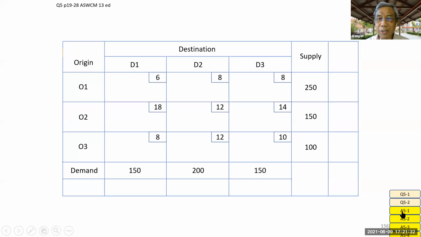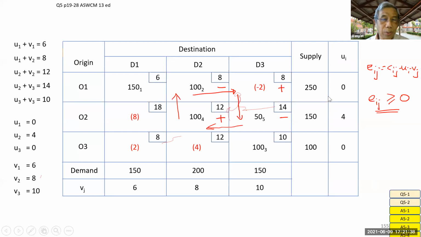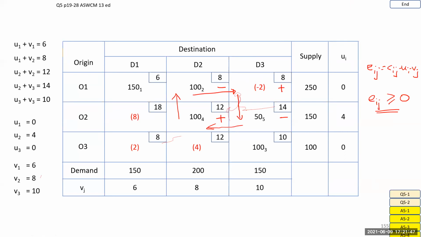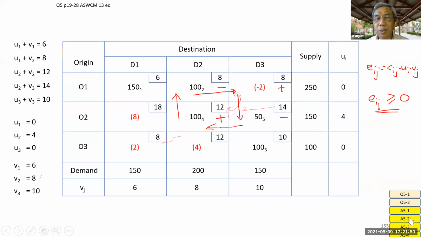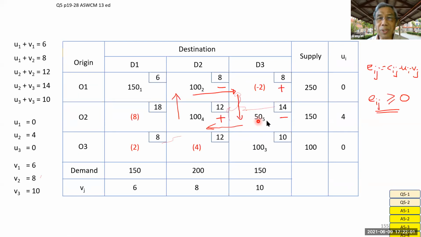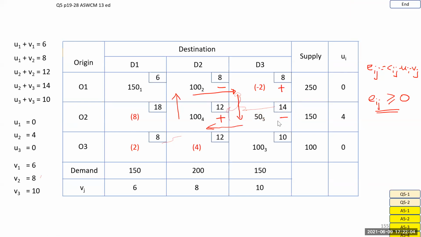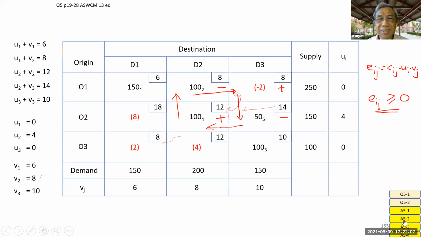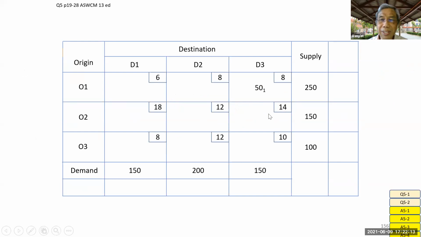I say done. Okay, let's look back at the earlier table. This is what we have done. So we are going to add how many units here? 50. You forget about this 50. So we are going to put 50 units here. And then we subtract 50 from 50, which is 0. A 0 means artificial flow, so we leave it blank.